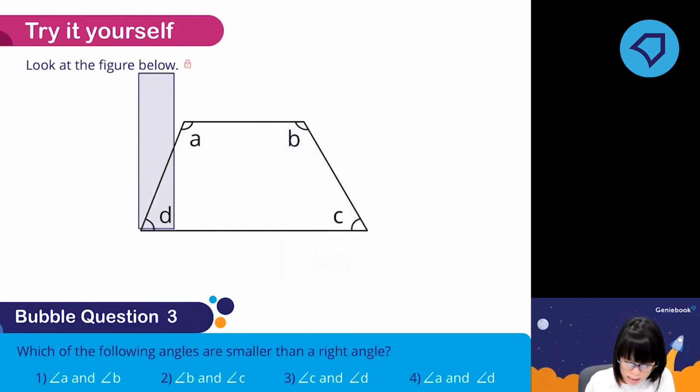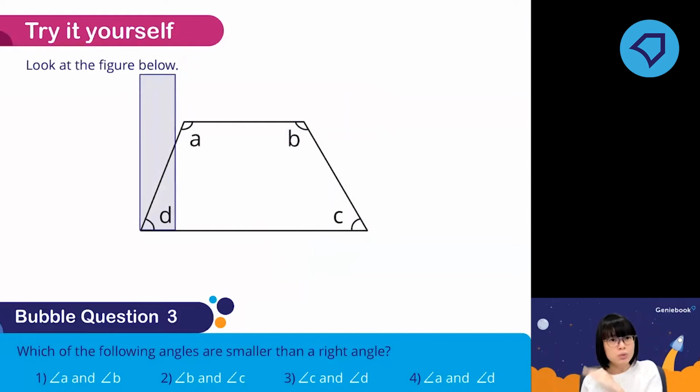Okay, likewise for angle D. It cuts through the ruler, so this part here is actually smaller than 90 degrees. So your answer should be option number 3. Okay? Everybody can understand? Okay, all right. So are you guys ready for the next question?